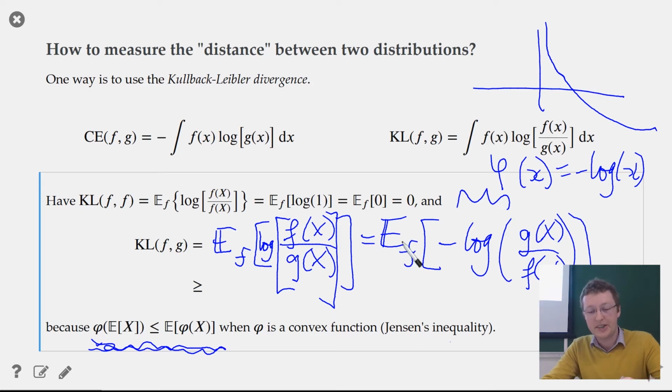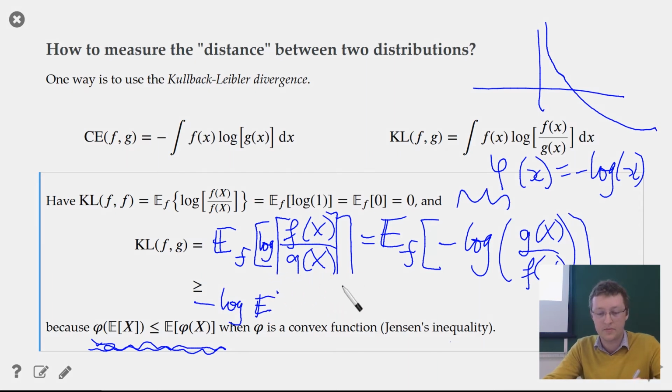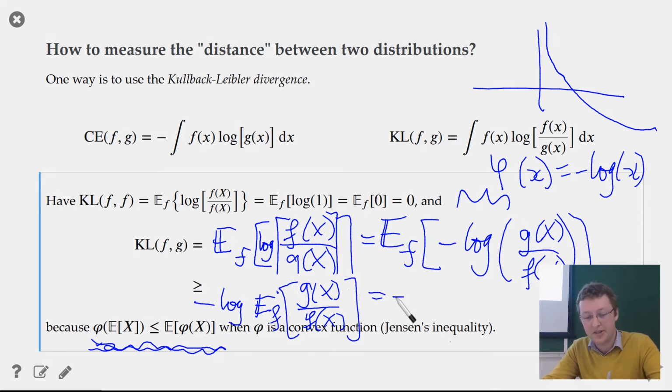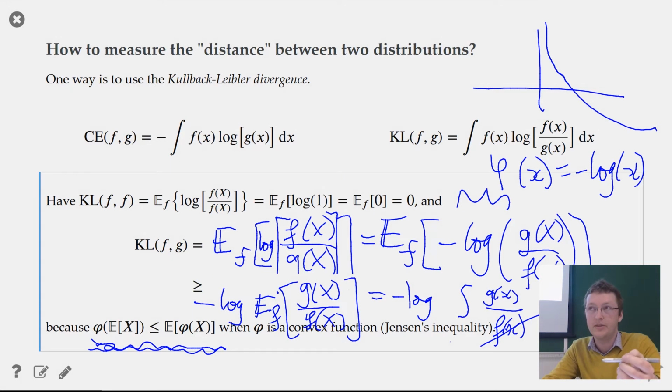So what does it mean in this case? We can say the expected value of the log is now like the log of the expected value. Well, it's not equal to that, but it's greater than that. So minus log of the expected value of g of x on f of x. This is all with respect to f. So this can simplify. This expectation is really the integral over g of little x on f of little x multiplied by f of little x dx. And so the f's cancel out.